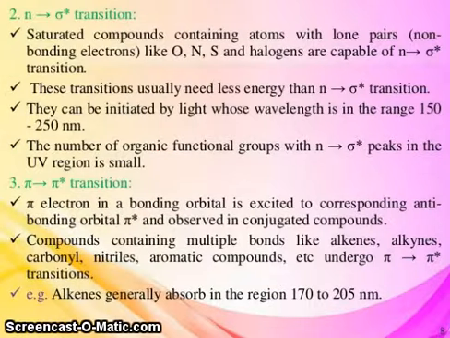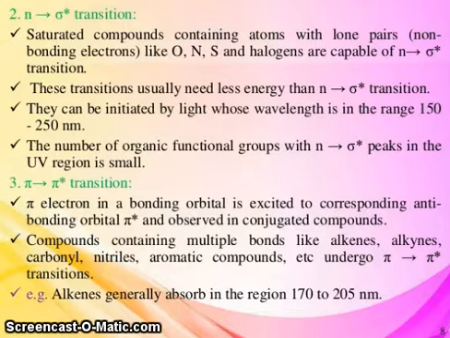n to sigma star transition. Saturated compounds containing atoms with lone pairs, non-bonding electrons, like oxygen, nitrogen, sulfur and halogens, are capable of n to sigma star transition. These transitions usually need less energy than sigma to sigma star transitions. They can be initiated by light whose wavelength is anywhere between 150 and 250 nanometer. The number of organic functional groups with n to sigma star peaks in the UV region is small.